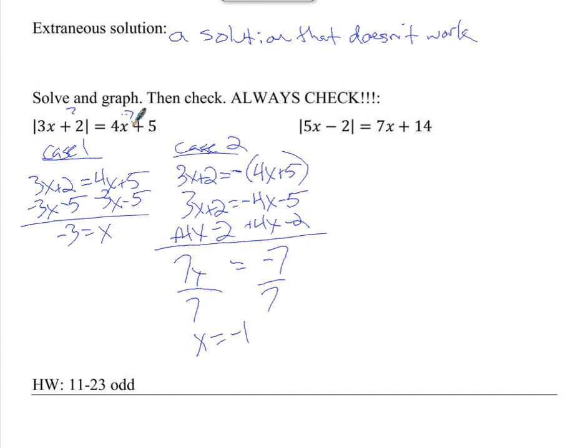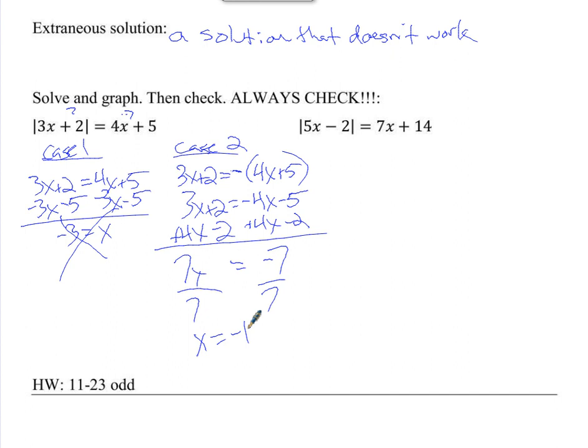Did I get the same answer on both sides? I got 7 on one side and negative 7 on the other. I took the absolute value on this side. I did exactly what the equation told me to do, and I got 7. Over here, I didn't have to take the absolute value, so I didn't. I got negative 7. Are these the same? No. So is this a solution? No.